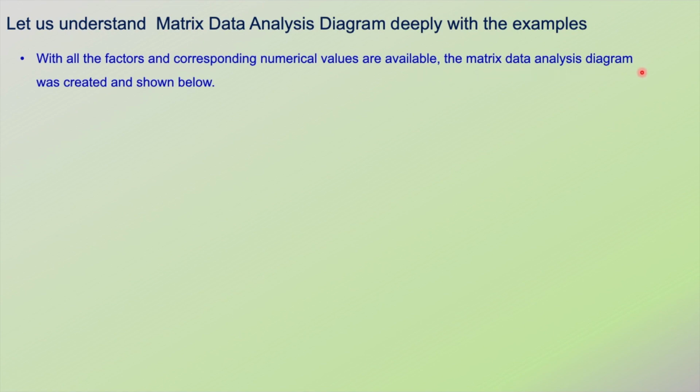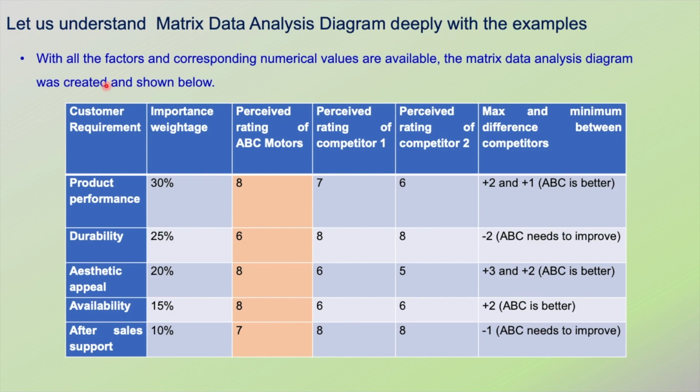With that, the matrix data analysis diagram has been created and it is shown below. This is the matrix data analysis diagram. So how does it look? These are all the 5 customer requirements: product performance with an importance rating of 30%, durability with an importance rating of 25%, aesthetic appeal with an importance rating of 20%, availability with an importance rating of 15%, after sales support with an importance rating of 10%.